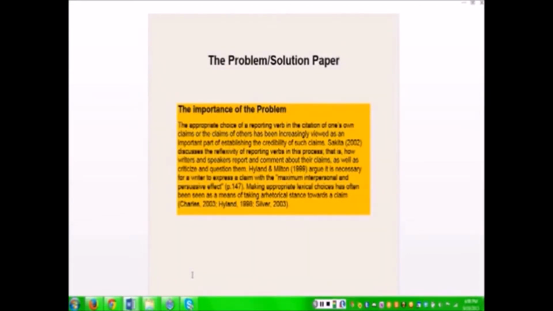such claims. So the first thing I do in the paper is state exactly what the problem to address is: the appropriate choice of reporting verb, and then why the problem is of importance. That's here, it's increasingly viewed as an important part of establishing the credibility of such claims. So I specify the problem, and then I evaluate its significance.